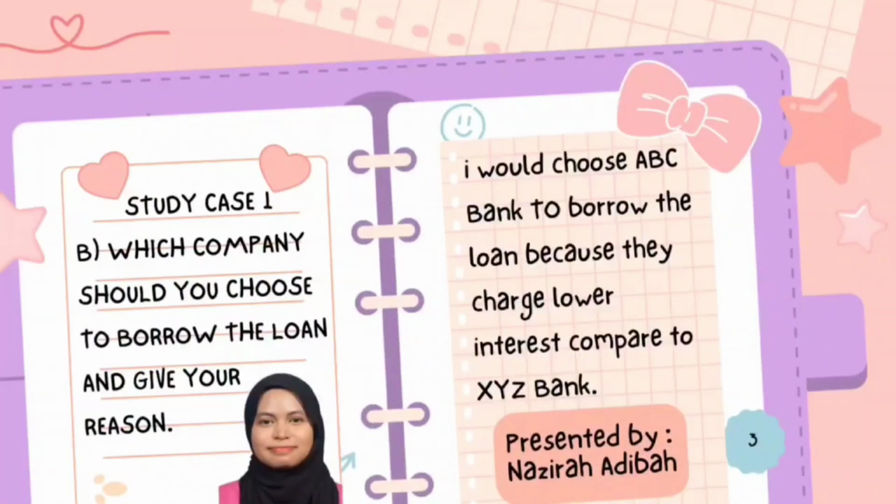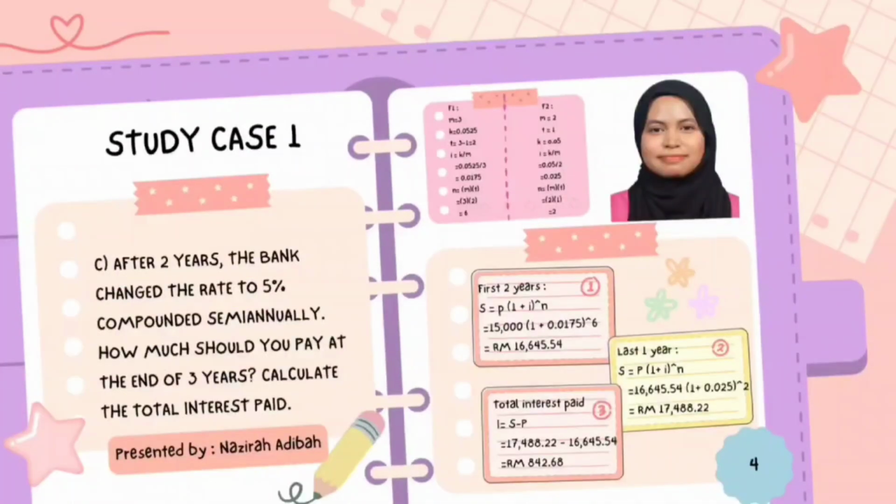For question B, which company should you choose to borrow the loan and give your receipt? And my answer is I will choose ABC Bank to borrow the loan because they charge more lower interest, which is only 2,534 ringgit and 81 cent compared to XYZ Bank, which is 2,802 and 20 cent. For question C, the question is, after 2 years, the bank changed the rate to 5% compounded semi-annually. How much should you pay at the end of 3 years? Calculate the total interest paid.